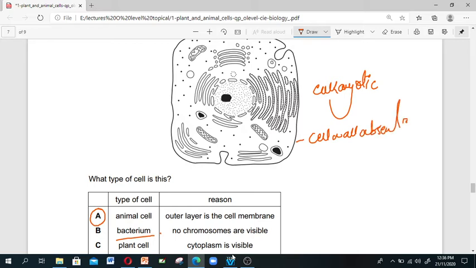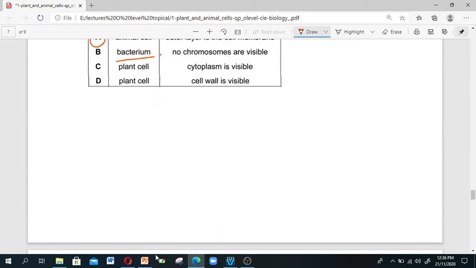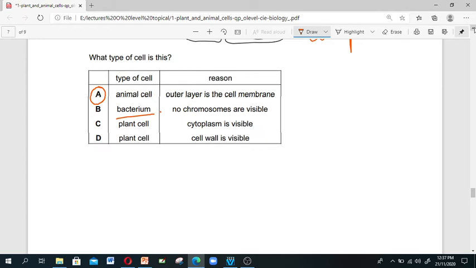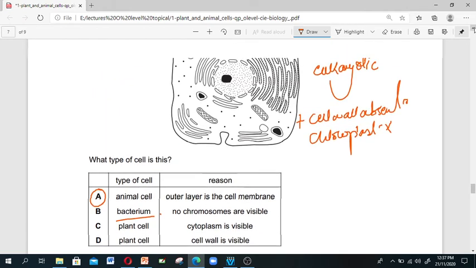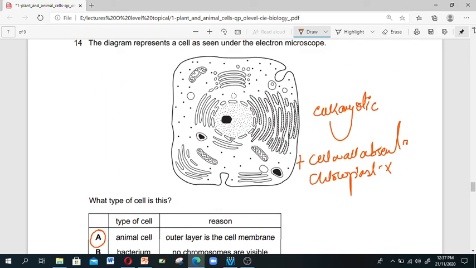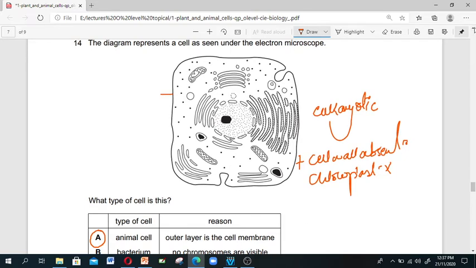Cell wall absent. It could not be a plant cell, because no chloroplast. Chloroplast also absent. And the cell wall is not visible, so it could not be a plant cell. So option A is the right option. It is a type of animal cell, because the outer layer is the cell membrane, and this outer layer is the cell membrane.